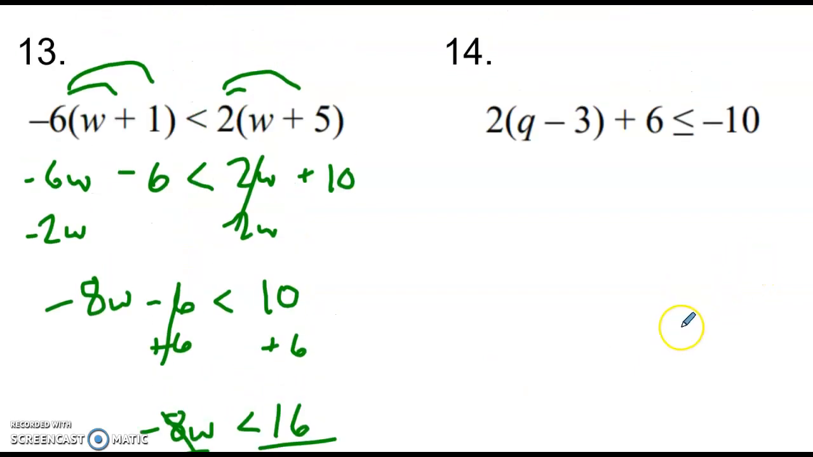Now over here, this problem looks trickier than it is. You're going to see when we combine like terms, some of this is going to disappear. I start by distributing my 2, right? Distribute the 2 here.